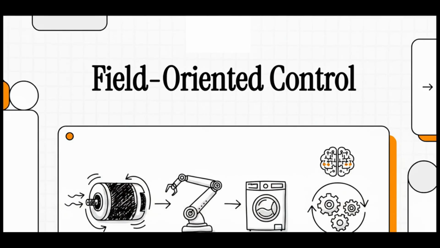I am absolutely thrilled you're here because today we are unpacking what is basically the holy grail of electric motor management. If you've ever wondered how modern electric vehicles, high-end industrial robots, or increasingly even your household appliances get that incredibly smooth, precise, and super efficient movement, well, the secret is a brilliant engineering concept called field-oriented control.